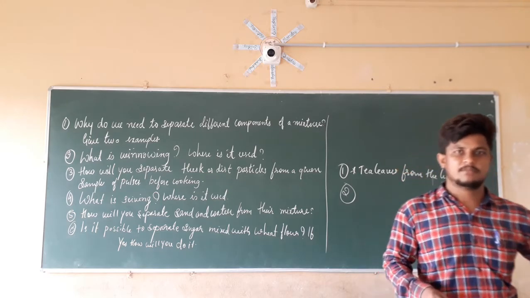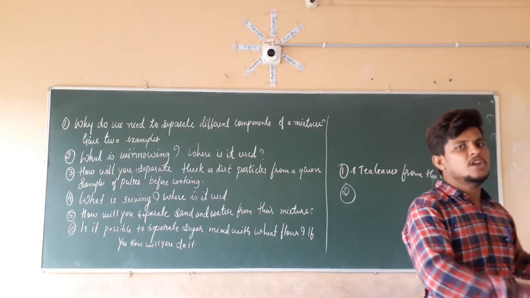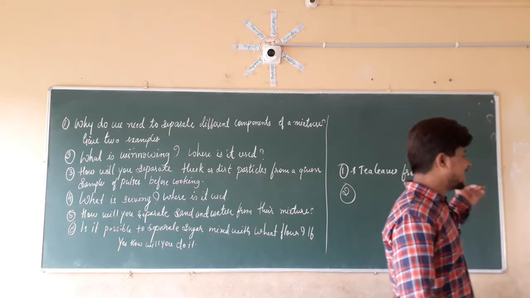Butter is for the purpose of making ghee, so that we are going to get the ghee from the butter. For that reason, we separate two essential components. You can write that example also.